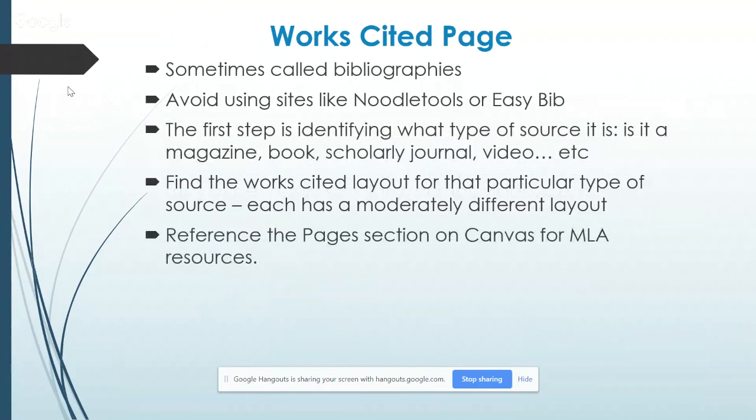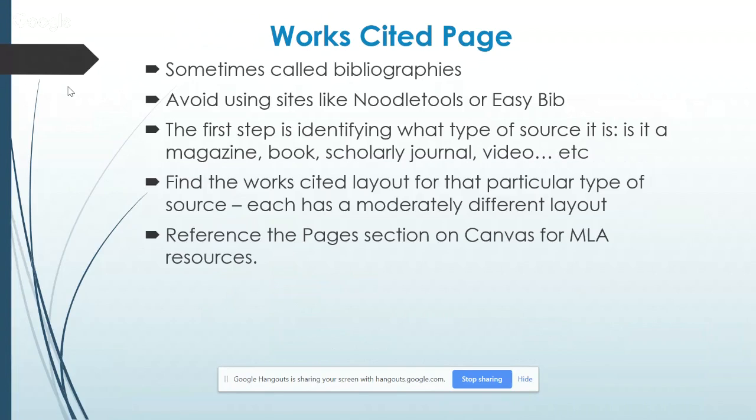So when you are putting together a works cited page, the first thing you want to do is identify what type of source you're dealing with. Is it a magazine? Is it a book? Is it a scholarly journal? You need to figure out what the source is. And then you need to go to the Purdue Online Writing Lab and find the layout for that particular type of source. Each has a moderately different layout.